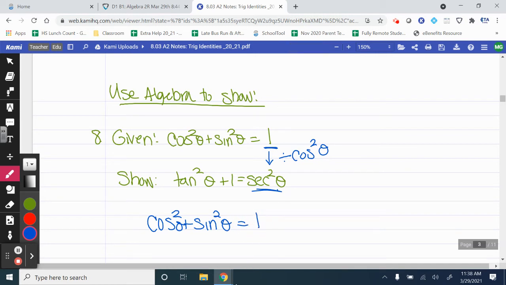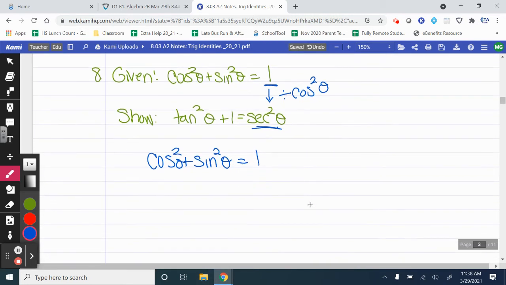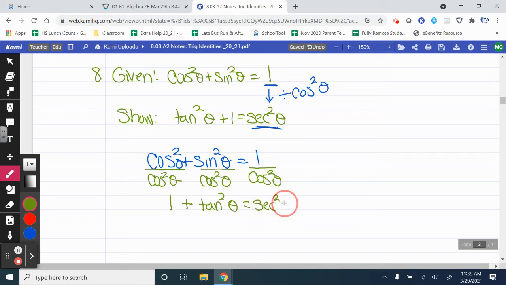And I want to divide this last term by cosine squared theta, so I have to divide every single one by cosine squared theta. You can't just take an equation and pick and choose what you want to divide something by. You have to divide every single term by the same thing. Now we're going to reduce. So cosine squared over cosine squared gives me 1. Sine over cosine is tangent, so sine squared over cosine squared is tangent squared. And then 1 over cosine is secant, so 1 over cosine squared is secant squared theta.